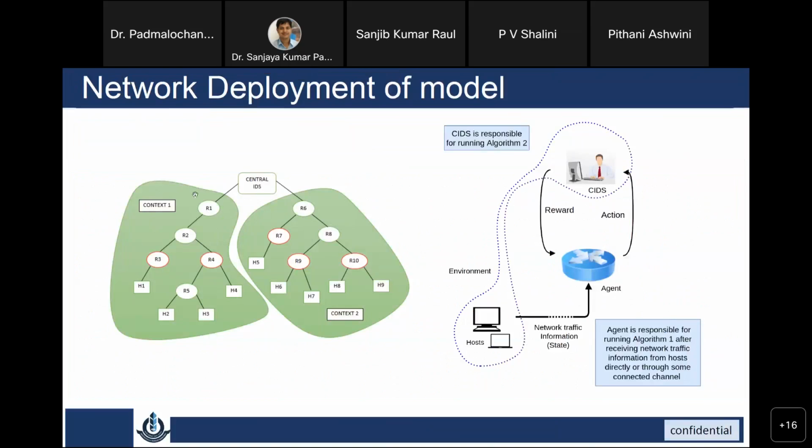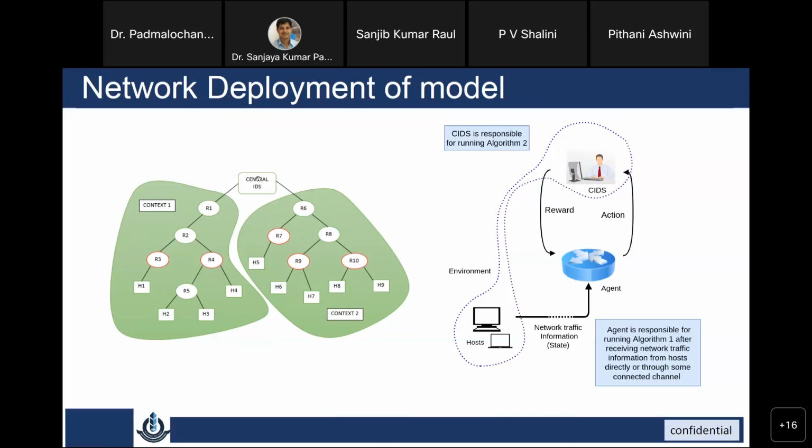Here you have one context, and this is another context. You can see this is LAN 1, this is LAN 2, and in LAN 1 various hosts are there. They are connected through a router, and then this is another context. Different types of packets are coming, and this is the server, the central IDS. Here my IDS software is running basically.